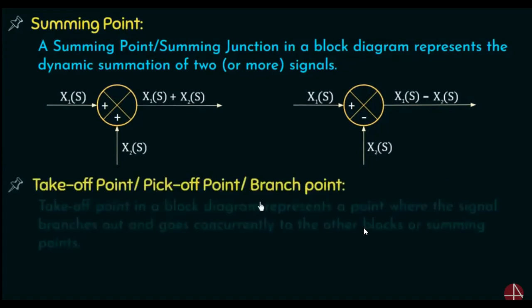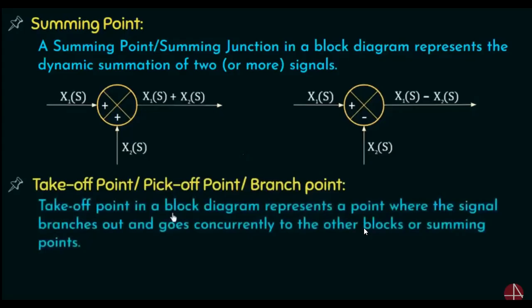So the takeoff point in a block diagram represents a point where the signal branches out and goes concurrently to the other blocks or summing points. Or we can say that the takeoff point in a block diagram is a point where the signal distributes to several other branches.